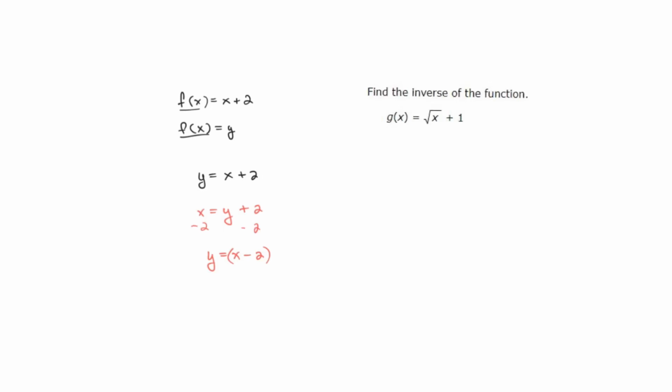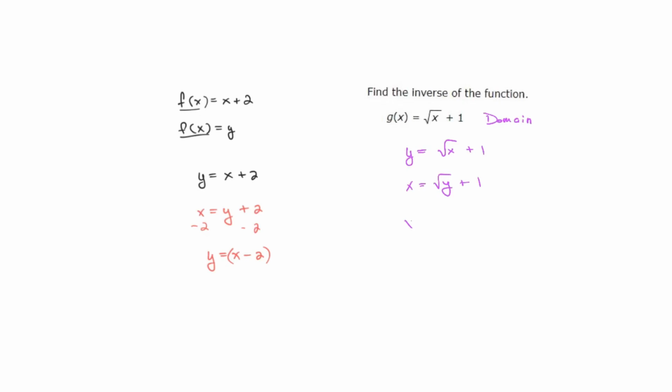Now it does get a little tricky when you're given a square root, but it is the same premise. We're switching our x and y. But one thing we're going to have to consider here is domain. Anytime you have a square root, there's some level of domain, because remember, you can't take the square root of a negative number. And here's your switching of x and y.